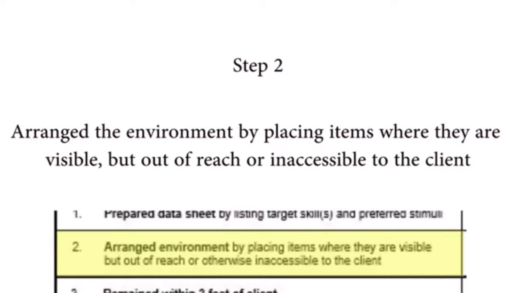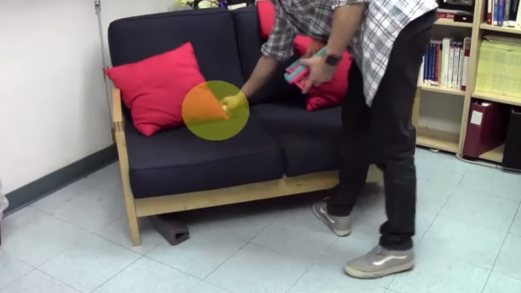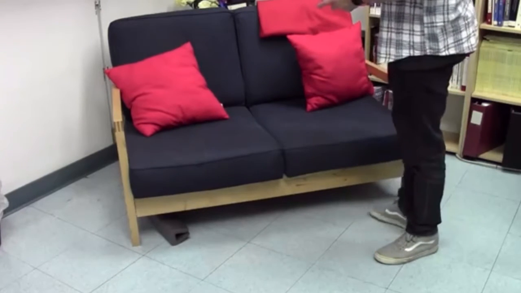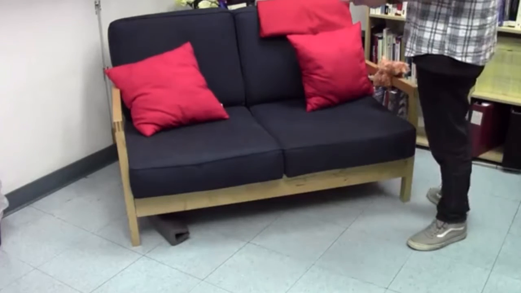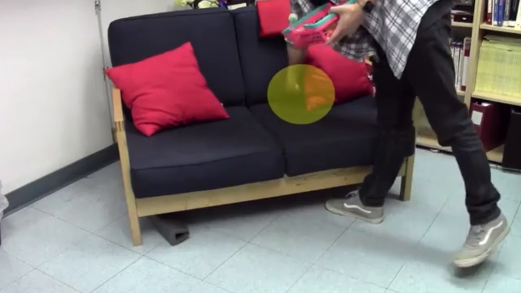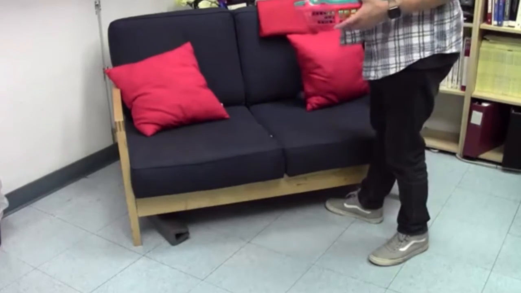Step 2. Arrange the environment by placing items where they are visible, but out of reach, or inaccessible to the client. Watch the following clip to see how the instructor places the item in locations where they are visible, but may be out of reach from the client. By doing this, the instructor is trying to set up opportunities to teach the client that if he requests for items appropriately, he can gain access to what he wanted.